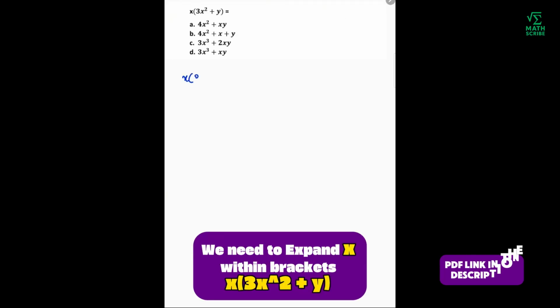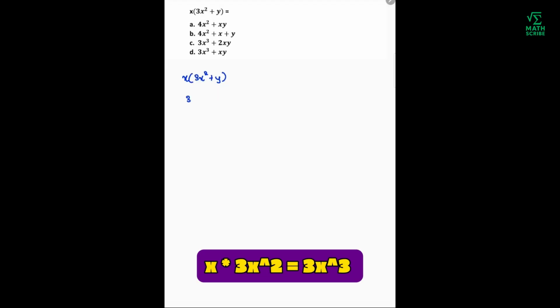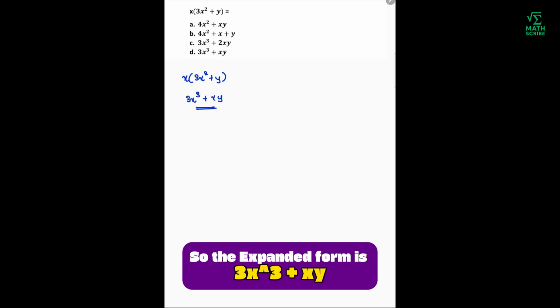We need to expand x within brackets 3x squared plus y. Multiply x by each term inside the brackets. x multiplied by 3x squared gives 3x cubed. x multiplied by y gives xy. So the expanded form is 3x cubed plus xy.